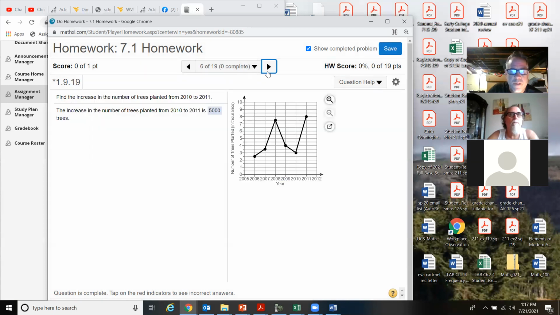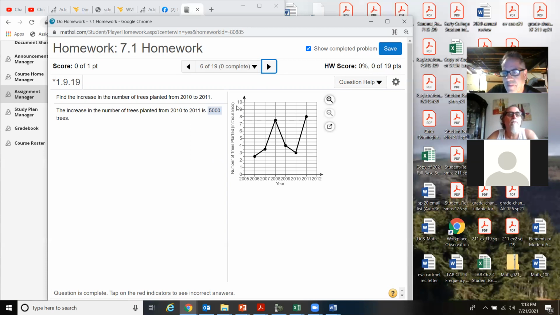Okay. Another line graph. Now this one, the increase in the number of trees planted from 2010 to 2011. So I go from 2010 to 2011. Now, we want to know the increase in the numbers. Now, notice this says 3. And then the next year, 2011, we're up to what? 8. Now, 8 minus 3 is what? 5.